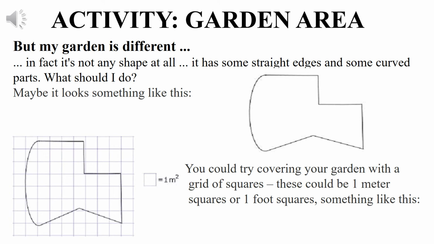But my garden is different. In fact, it's not any shape at all. It has some straight edges and some curved parts. What should I do? Maybe it looks something like this. You should try covering your garden with a grid of squares. These could be 1 meter squares or 1 foot squares, something like this.